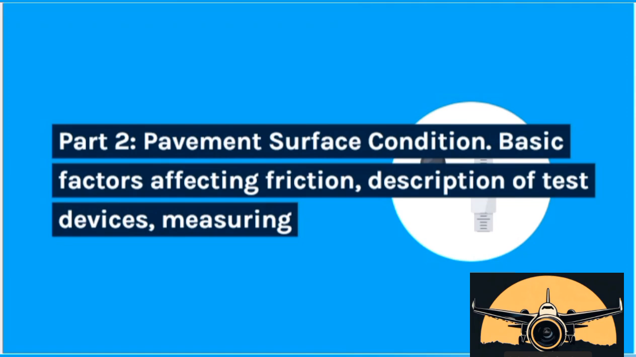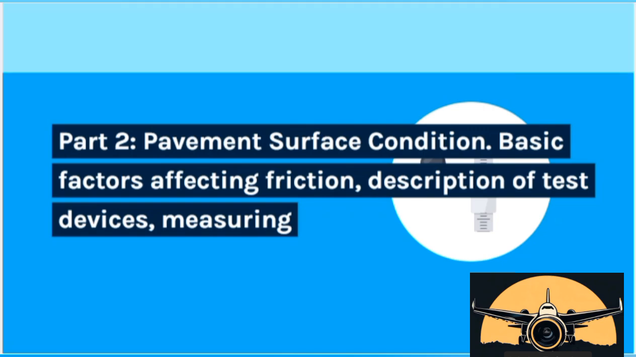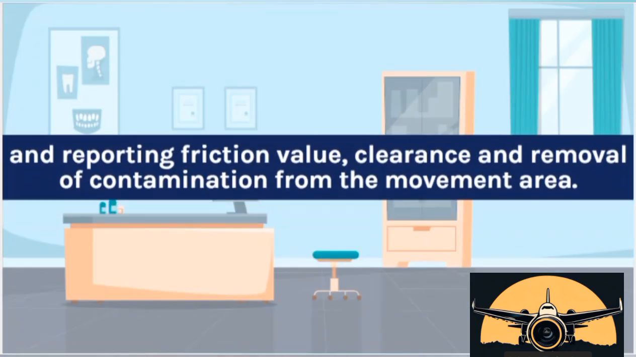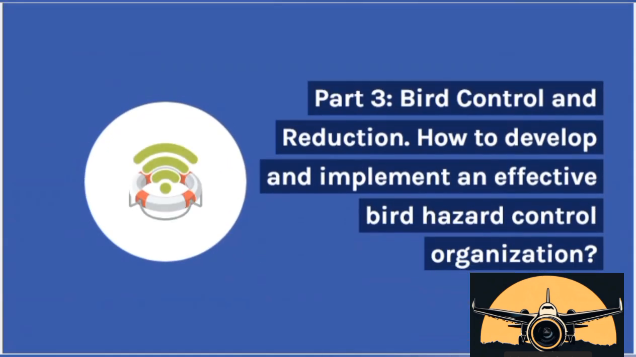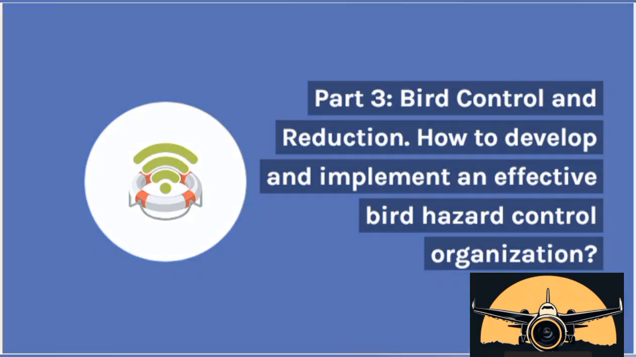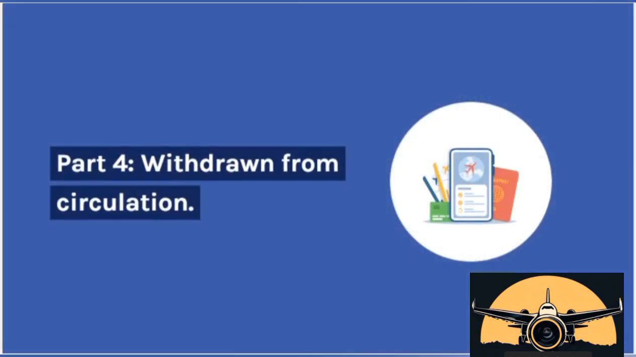Part 2, Pavement surface condition. Basic factors affecting friction, description of test devices, measuring and reporting friction value, clearance and removal of contamination from the movement area. Part 3, Bird control and reduction. How to develop and implement an effective bird hazard control organization. Part 4, Withdrawn from circulation.